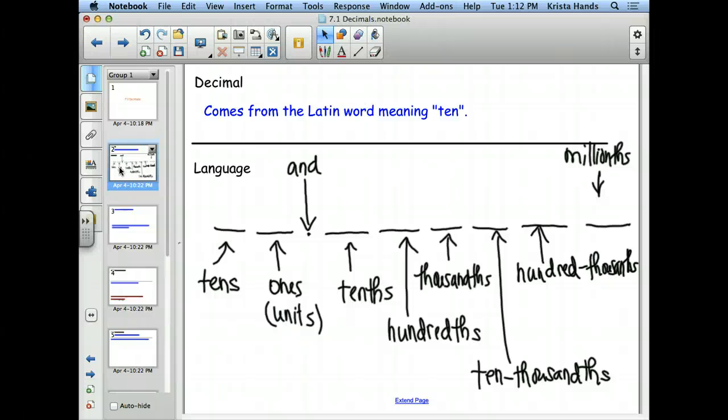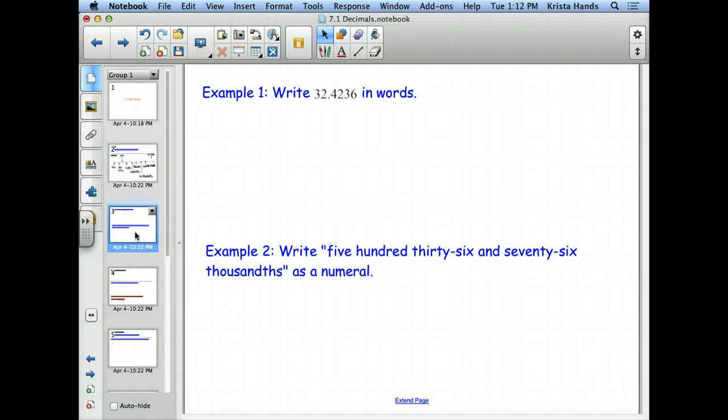So as we're taking a look at that, the first thing we want to be able to do is take this number and say it appropriately. Because if I asked you to say that number, I bet we could all say in unison what we would say. We would say 32.4236. And some people wouldn't even say point, they might even say dot these days. So we're going to say it properly.